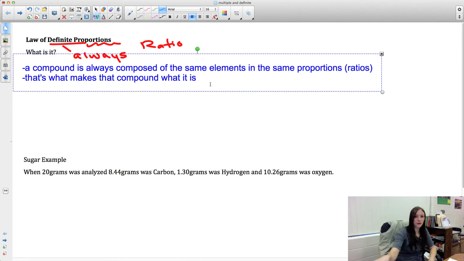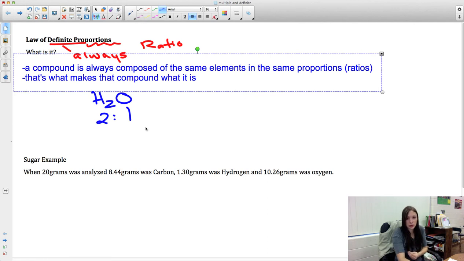If you take, for example, water, everybody knows that water is H2O. Well, how do I know that water is H2O? Is water always H2O? Yes. Water is always 2 hydrogens to 1 oxygen. Always. Water is never 2 hydrogens to 2 oxygens. It's never 4 hydrogens to 1 oxygen. It's always 2 hydrogens to 1 oxygen, the same ratio, the same proportion.